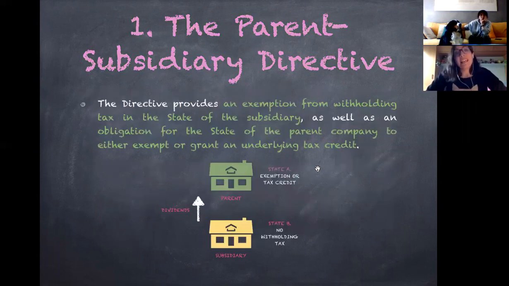This directive provides us an exemption from withholding tax in the state of the subsidiary, as well as an obligation for the state of the parent company to either exempt or grant an underlying tax credit. We can see in this example how more or less this directive works.